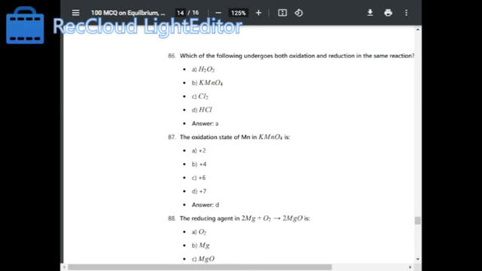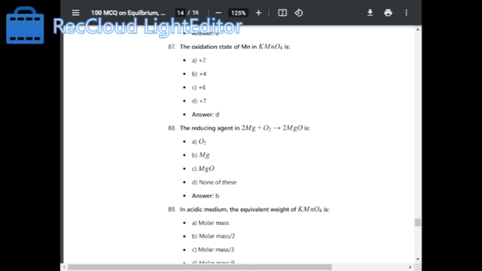Question number 88. The reducing agent in 2Mg plus O2 equal to 2MgO is. Option A, O2. Option B, Mg. Option C, MgO. Option D, none of these. The correct answer is B, Mg. The reducing agent in the reaction is Mg.